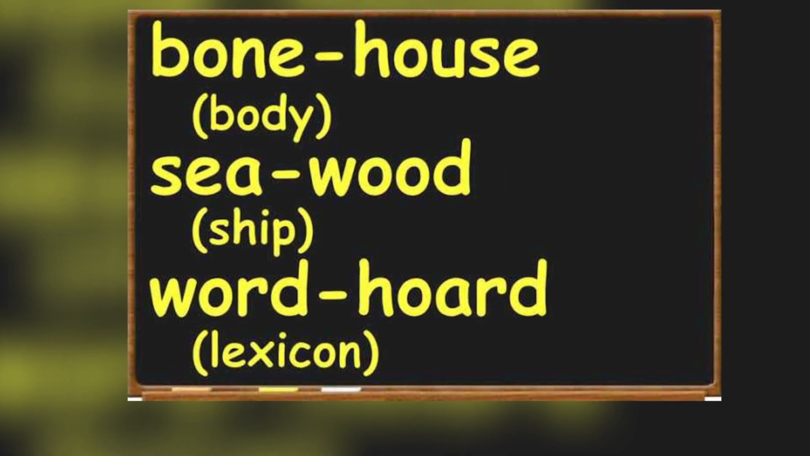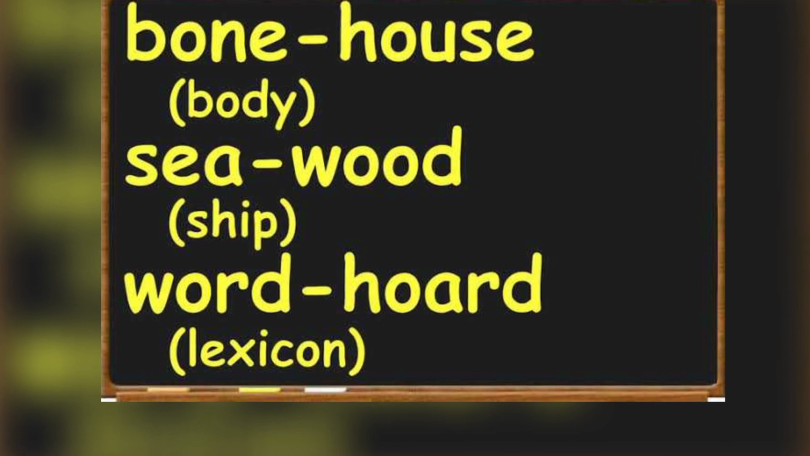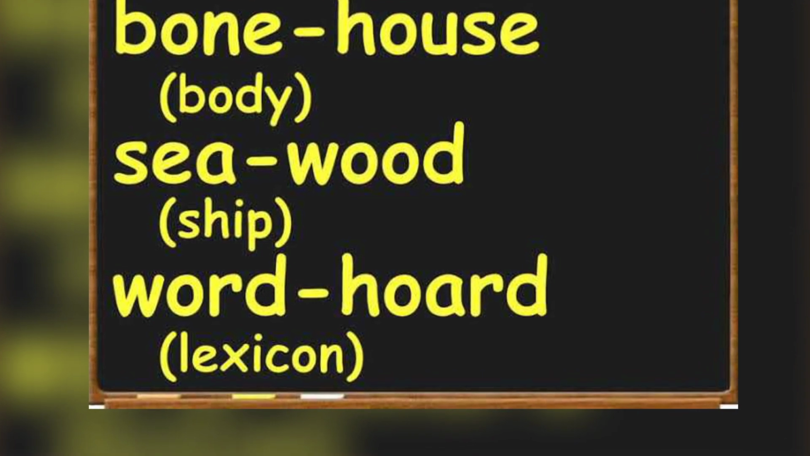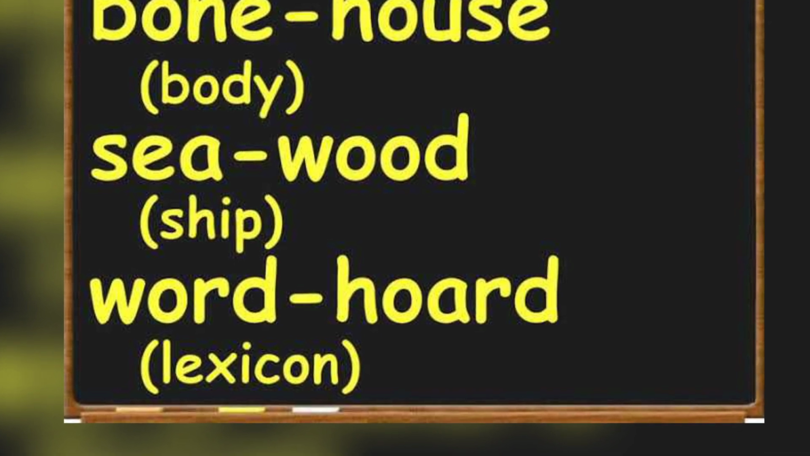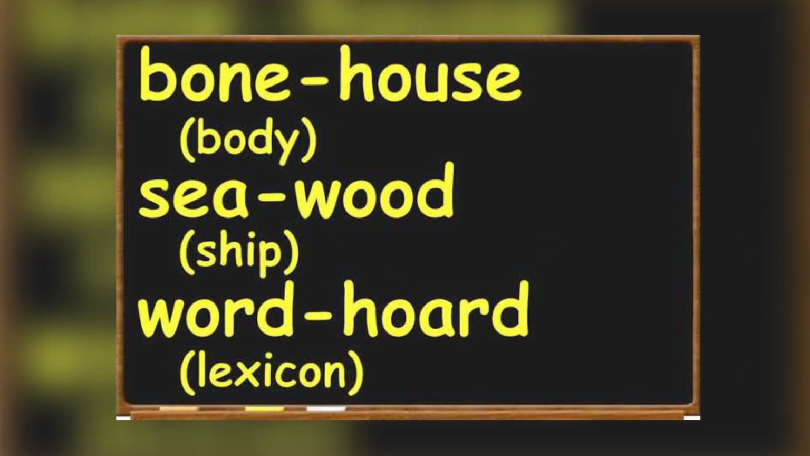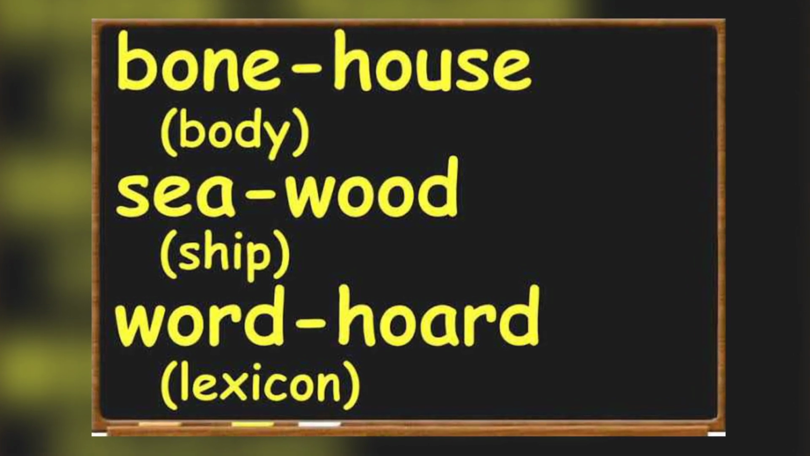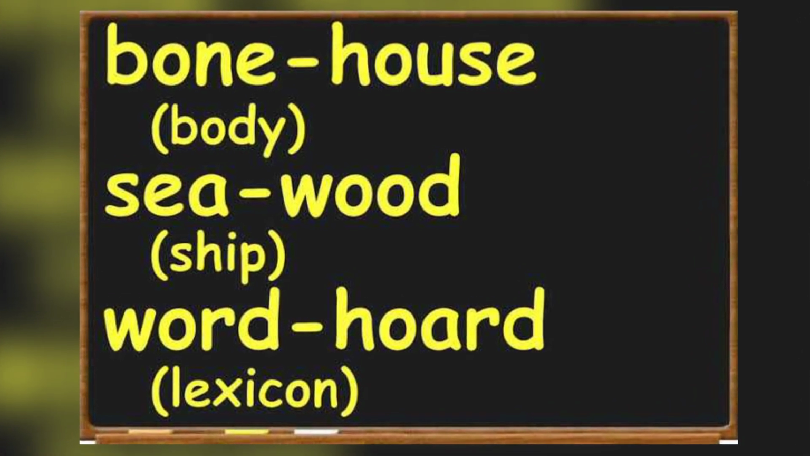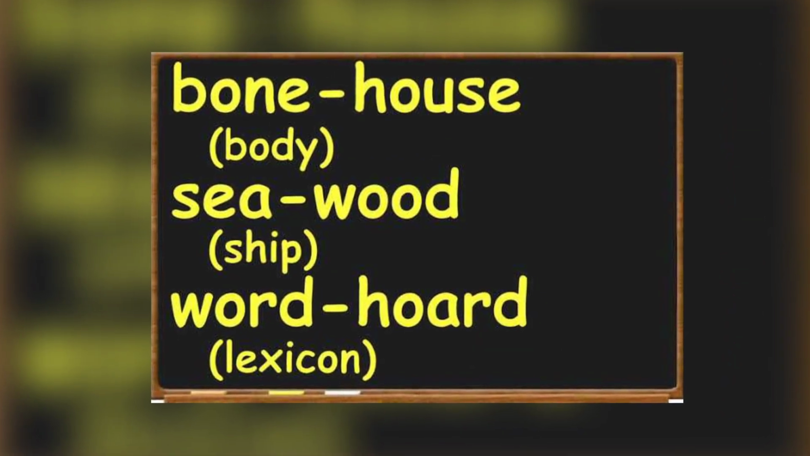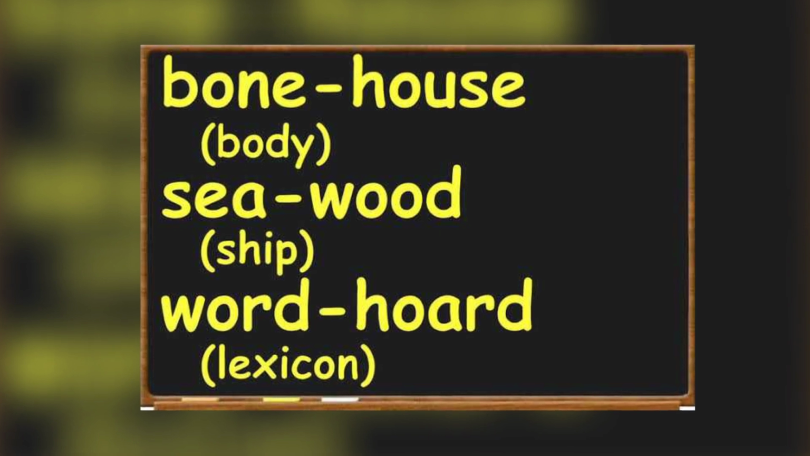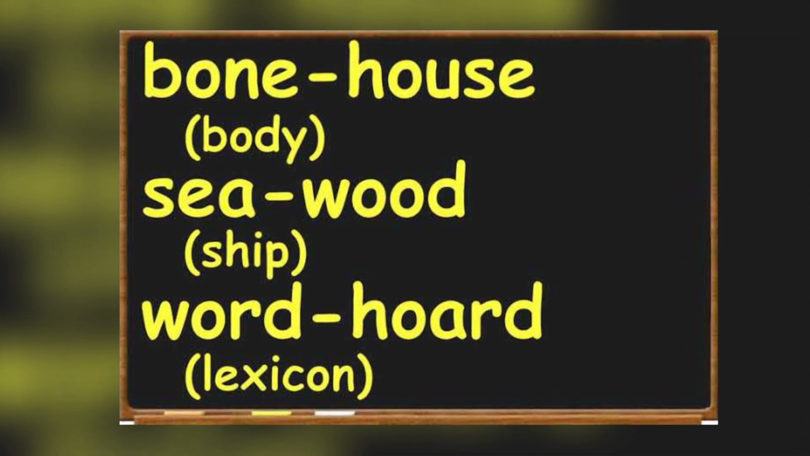The whale can only travel through the sea. Another example is Bone House, which represents our human body. The house of bones, that is our human body. Okay, that is kenning, a term derived from Anglo-Saxon poetry. It is a stylistic device defined as a two-word phrase that describes an object through a metaphor, using compound words to describe things indirectly.